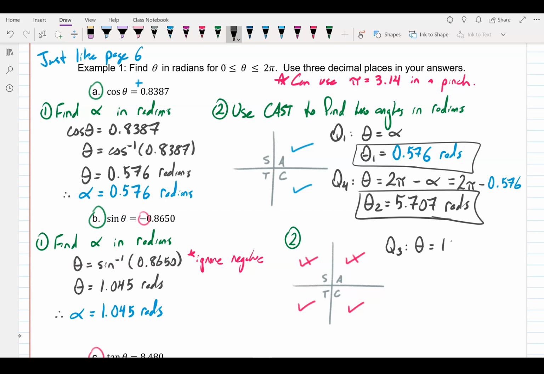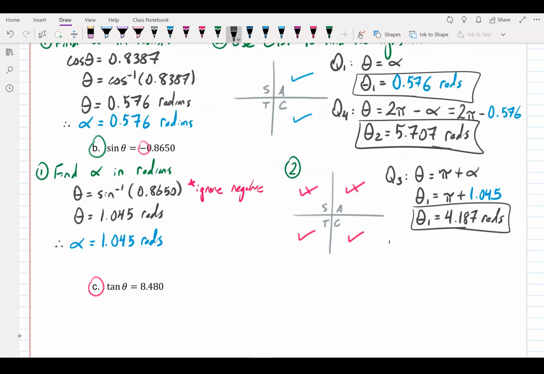Quadrant 3, our formula is usually 180 plus our alpha. In this case, we can't use 180 plus our reference angle. We need to use pi plus alpha because pi is 180. So our first angle is going to be pi plus 1.045, or in other words, 4.187 radians.